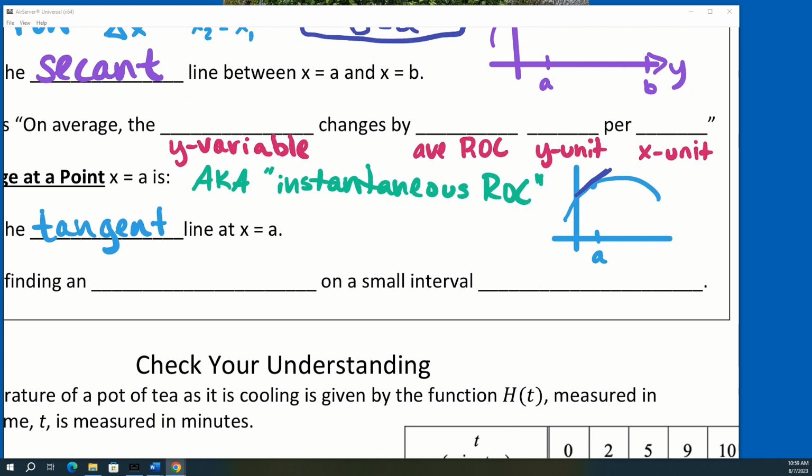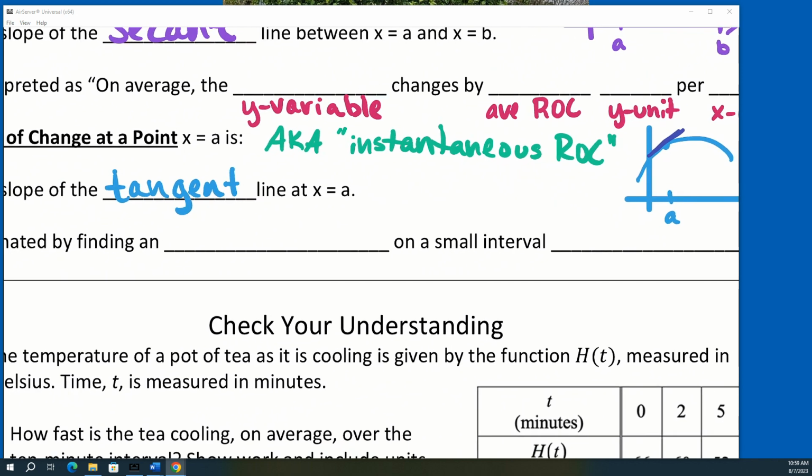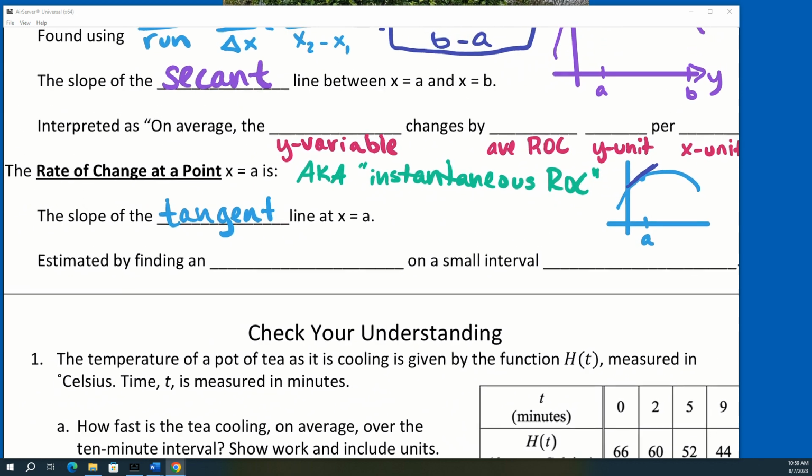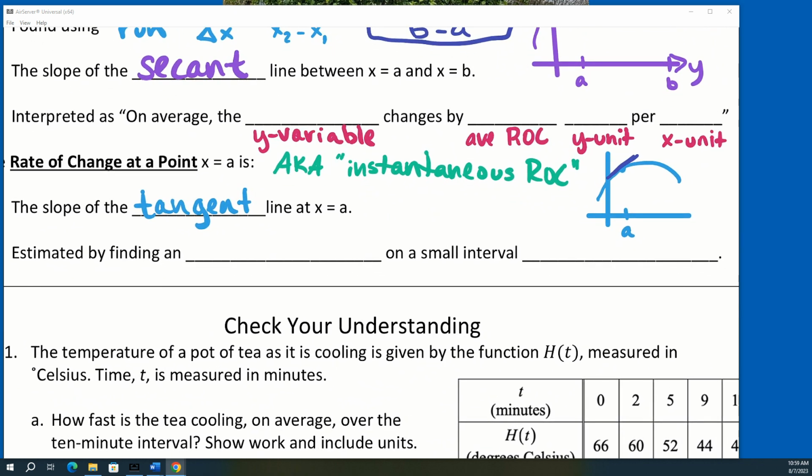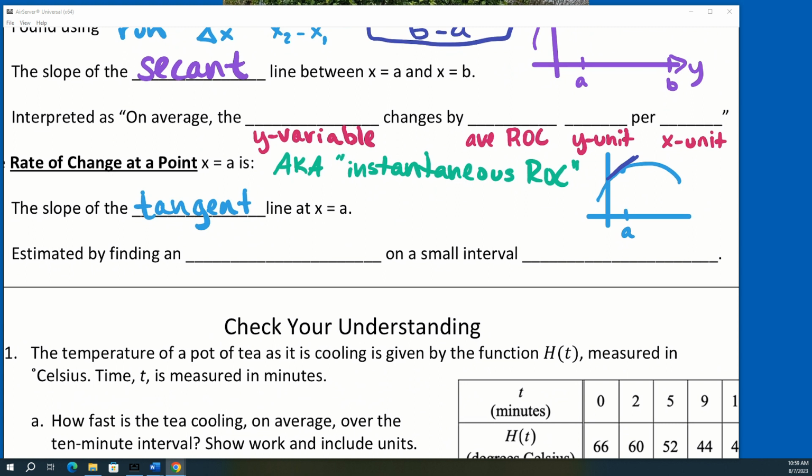Now, we are not going to be able to find the rate of change at a point until we learn calculus. So what we do in pre-calculus is just estimate it, and it's definitely a standard to estimate it. To estimate it, we're going to find an average rate of change on a small interval around x equals a. Right, so we want to get as small of an interval as we can, and it needs to include that point that we're trying to find the rate of change at.